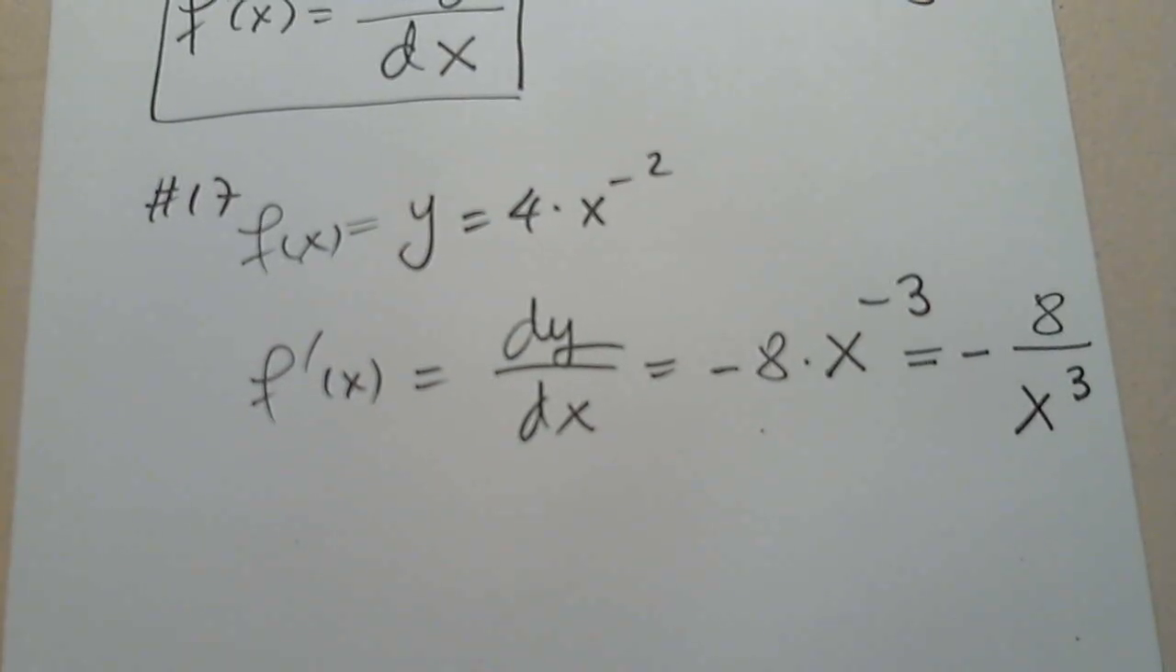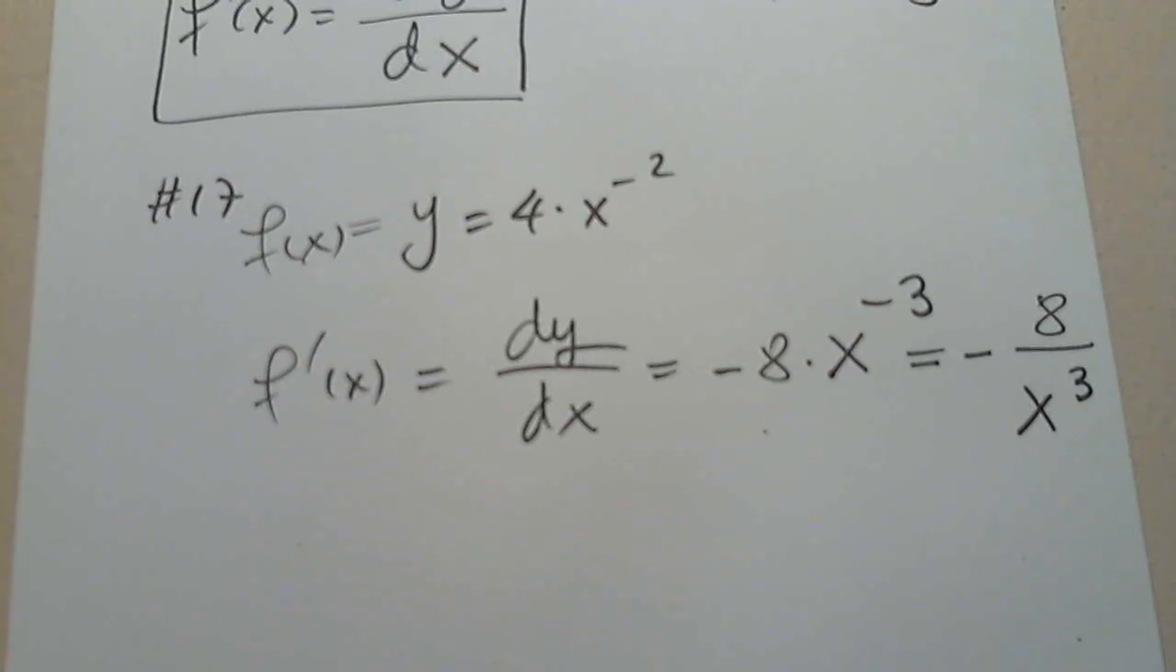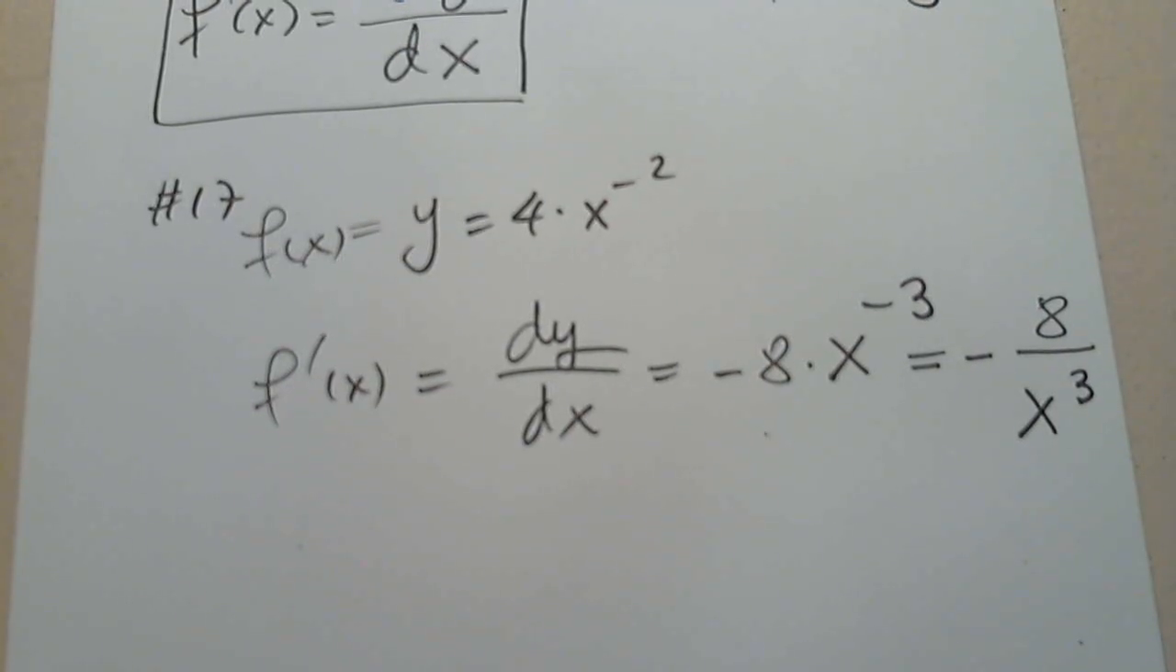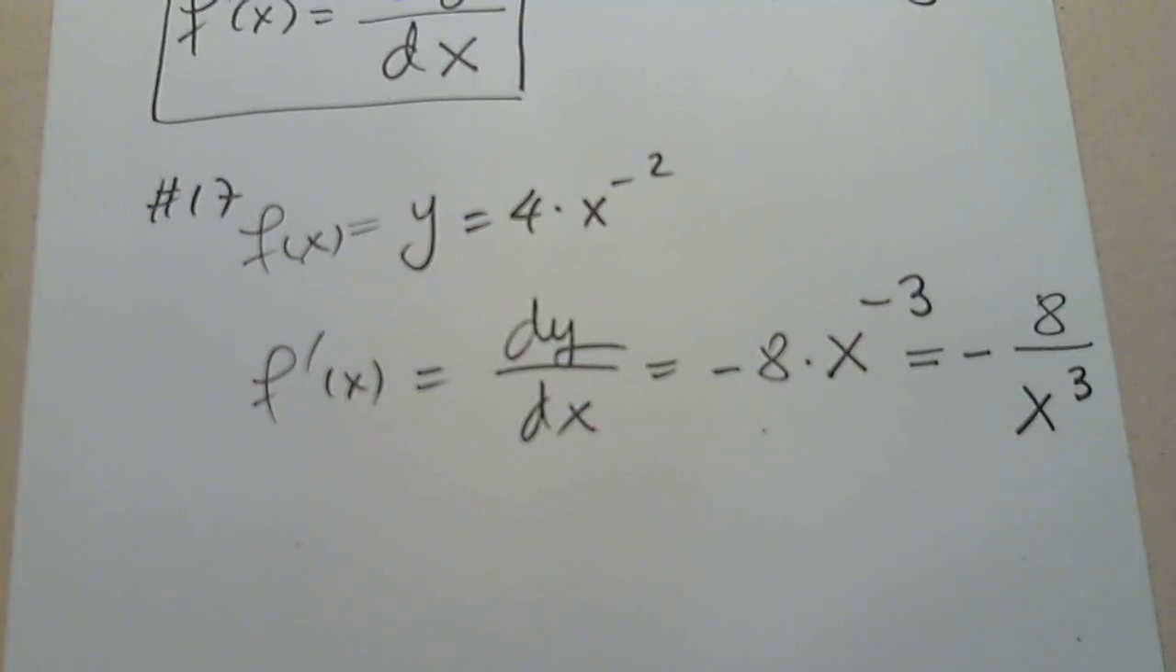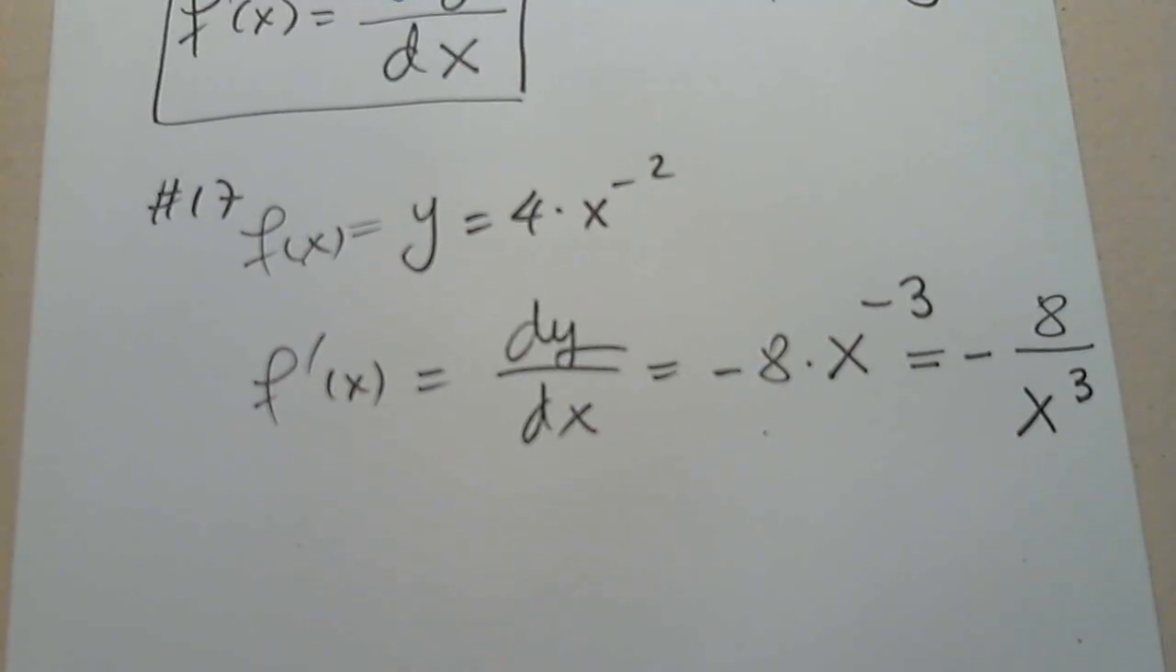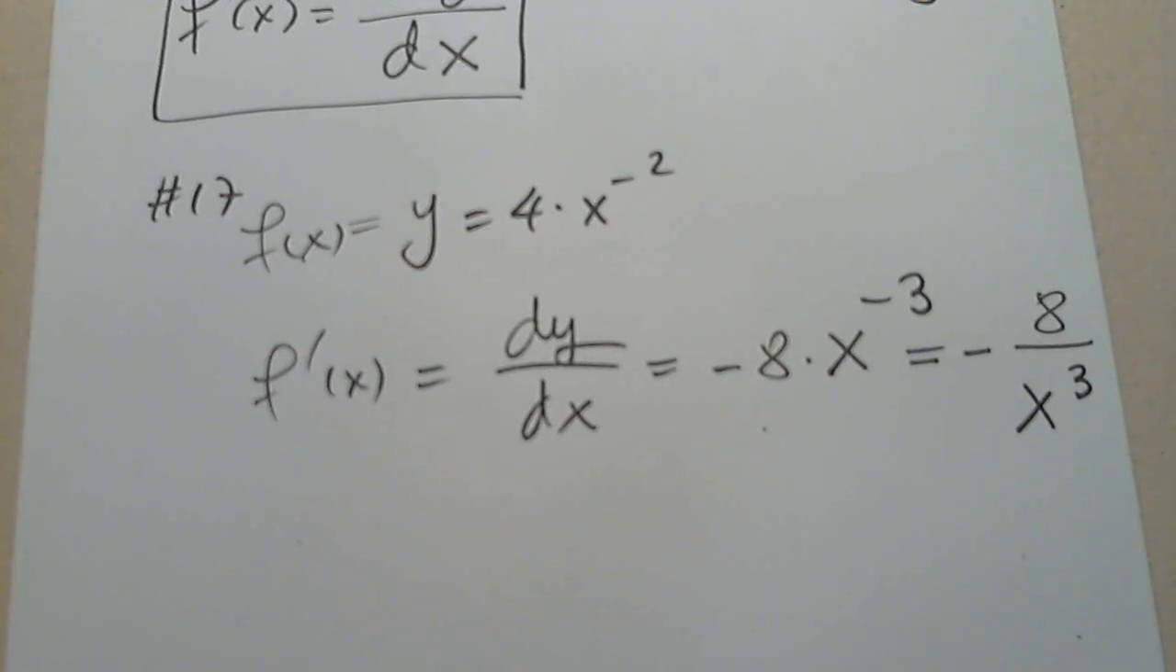We review the power rules, the exponential rules. So negative 8 over x to the third power. Any questions on this problem? Please unmute yourselves and ask any questions anytime.